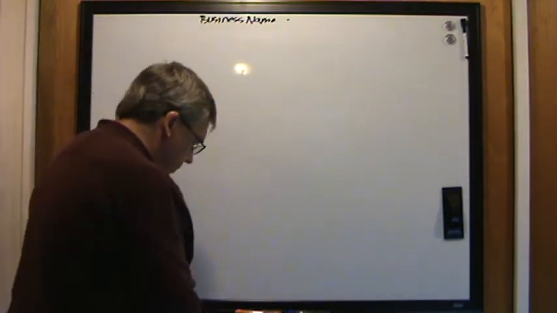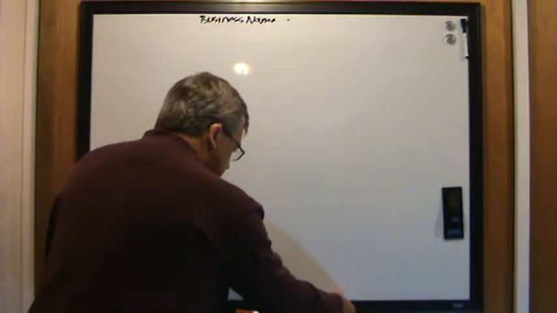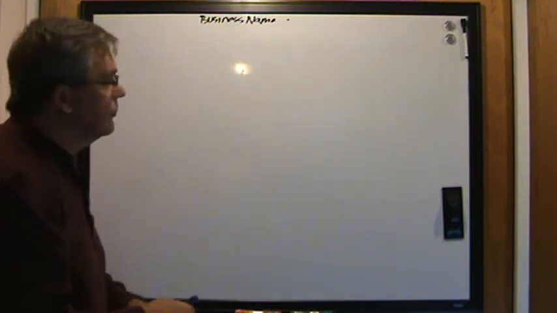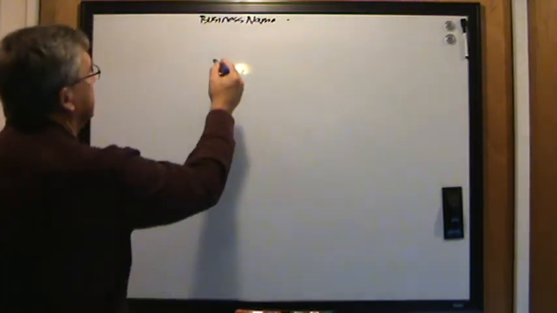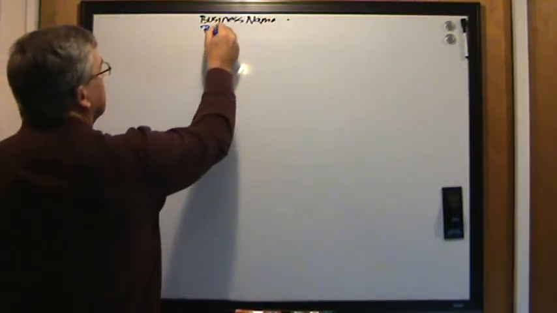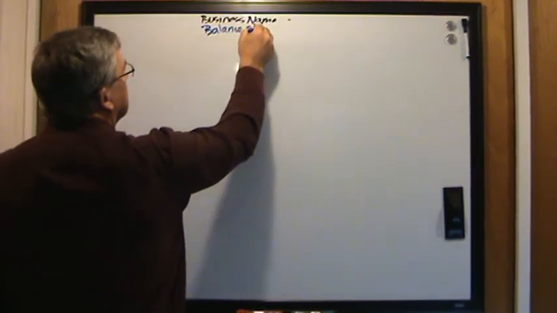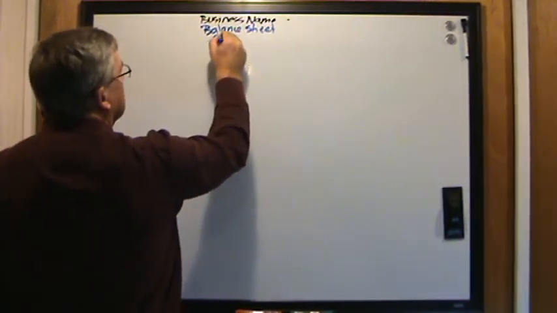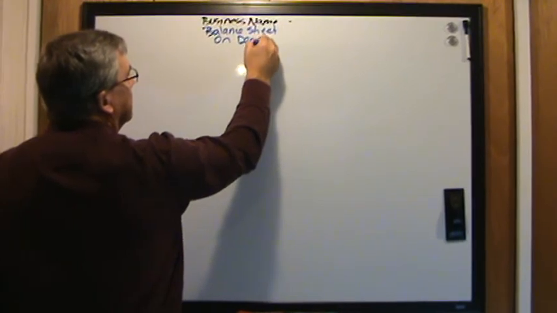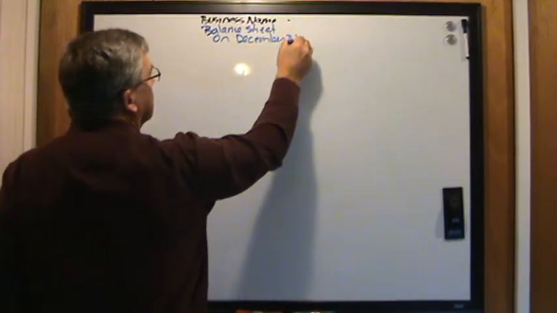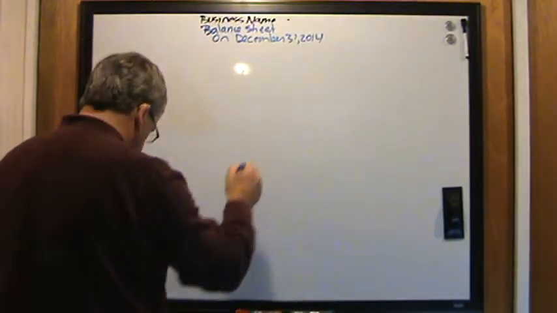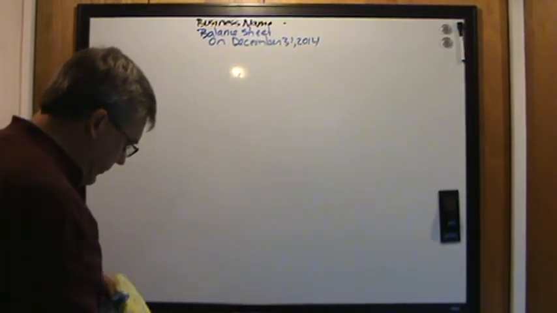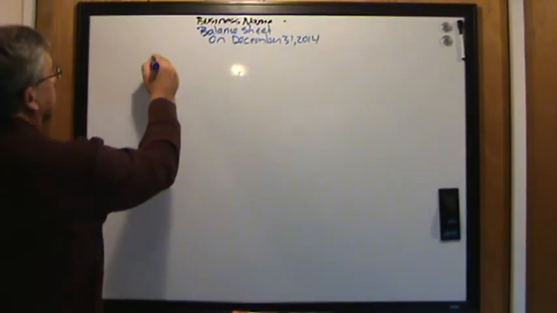All right, so now we're working on the balance sheet, which is the ending balance sheet for the year, so we have to recognize that in the date. So the balance sheet on December 31st, 2014. Start with assets.